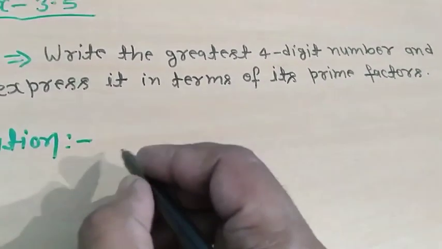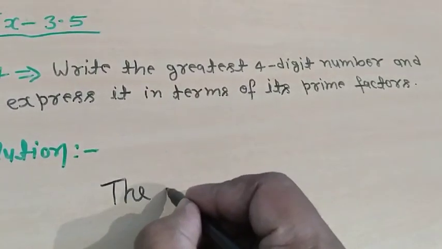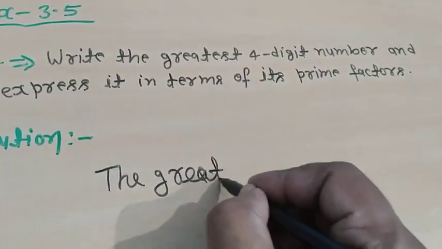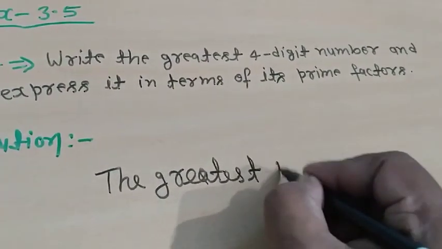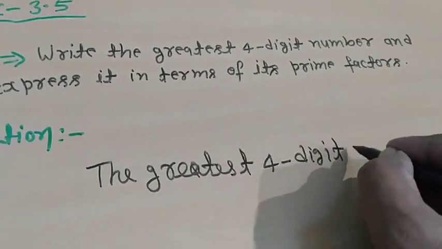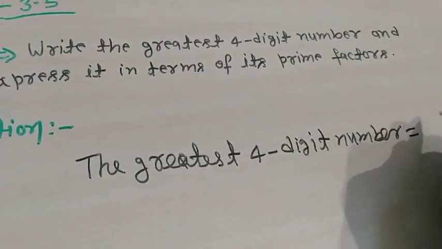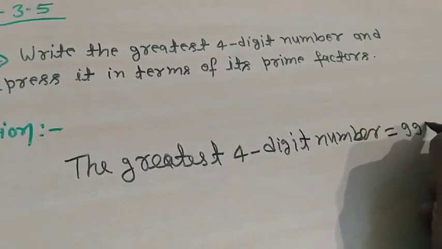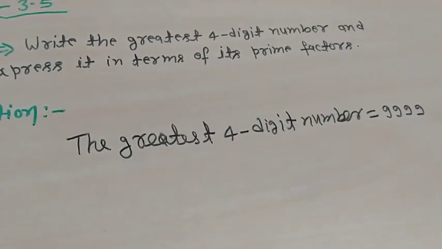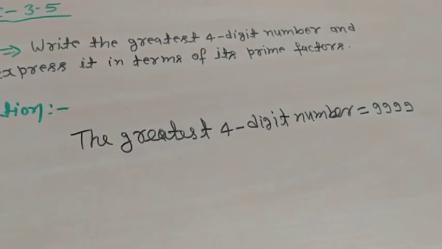Okay, so the greatest 4-digit number is equal to 9999. Okay, now we express 9999 in the form of prime factors.